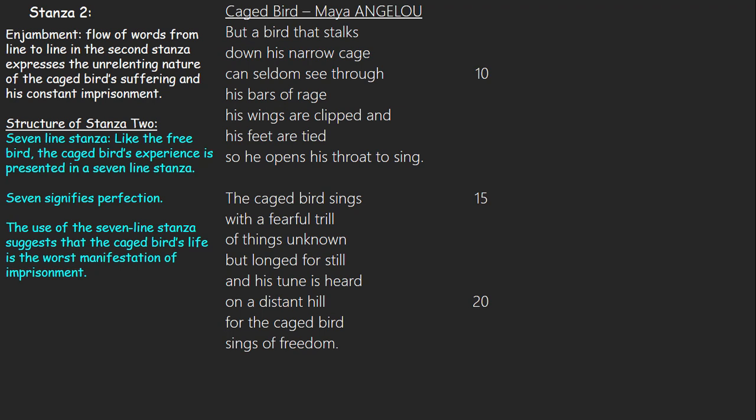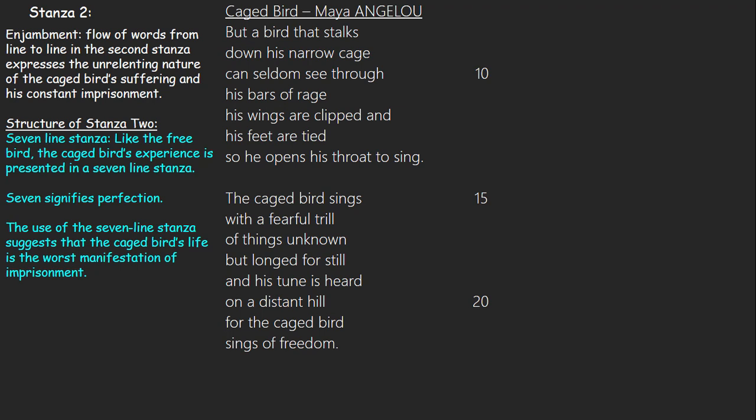It was very emotional. Again, like in the first stanza, we also see the use of enjambment in the second. And again, we see the flow of words from one line to the next. But in this instance, the use of enjambment here reveals visually to the reader that there was an unrelenting attempt to ensure that the cage bird continues to suffer and remains constantly imprisoned. So it was unrelenting. It was almost as if the powers that be are constantly looking at the cage bird to ensure that he remains in the situation that they've kept him.